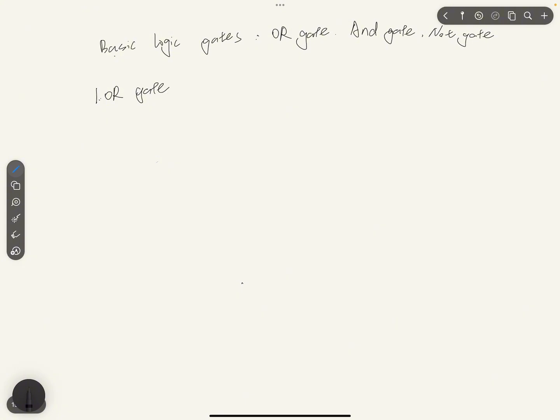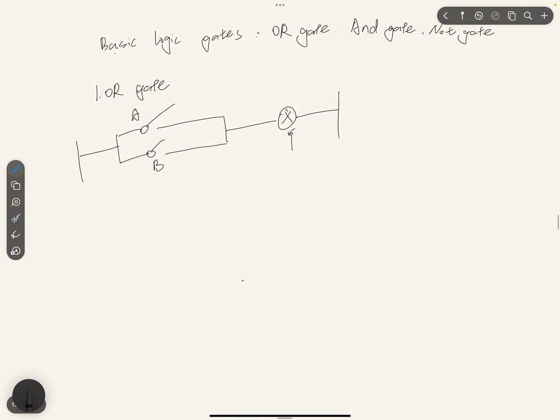Let's say we have a circuit, something like this. There's a switch here, then another switch here, and we get light after the switch. Let's label this as A, this as B, this is the output. So either A is closed, so the light will come on, or B is closed, the light will come on. So the Boolean expression for this will be y equal to A plus B.